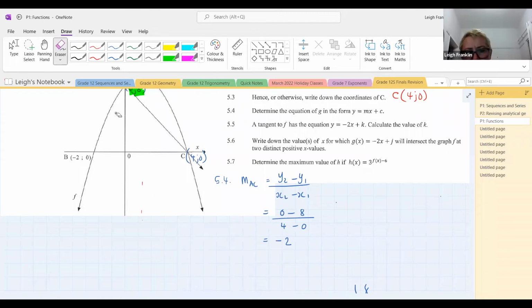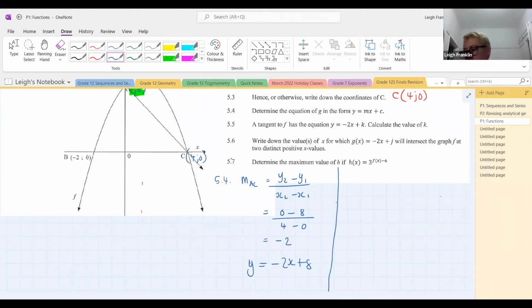Okay, so we can actually just go straight here to saying, therefore, y is equal to -2x plus 8.